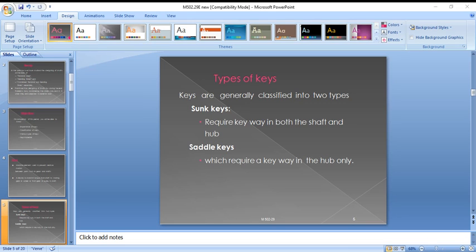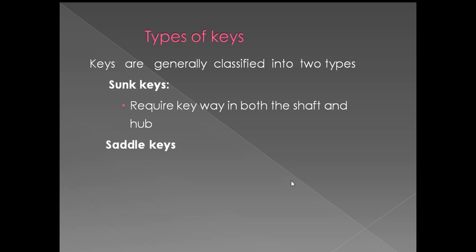In saddle keys, torque is transmitted by friction only and cannot therefore transmit high torque, and it is used only for light applications. These are the main types of keys.